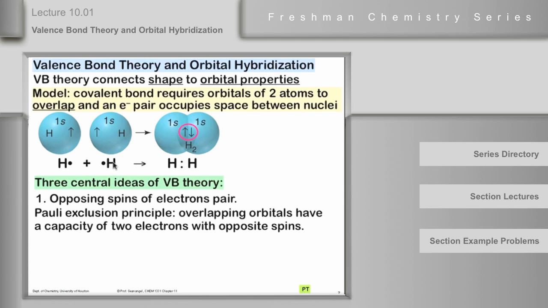So that limits the number of electrons that can be in the space between the nuclei to 2 for a single bond. Okay? In order to have more than 2, we have to have more orbitals than 2. And that comes along when we talk about pi bonds.